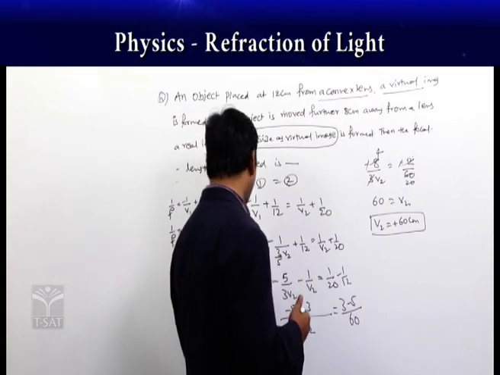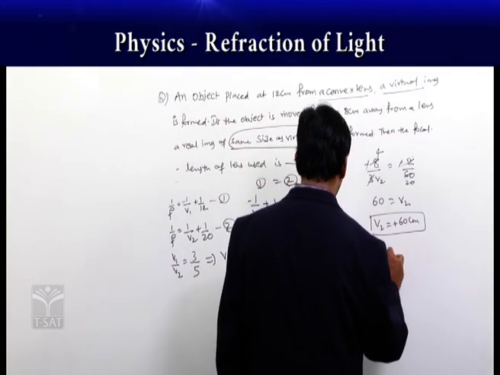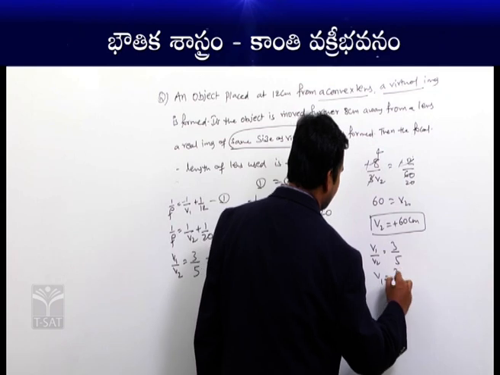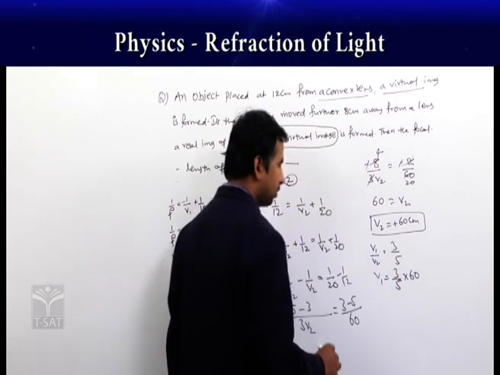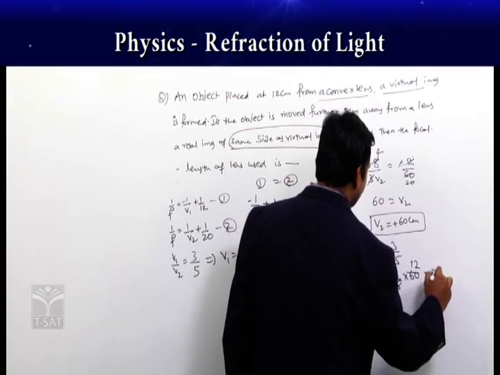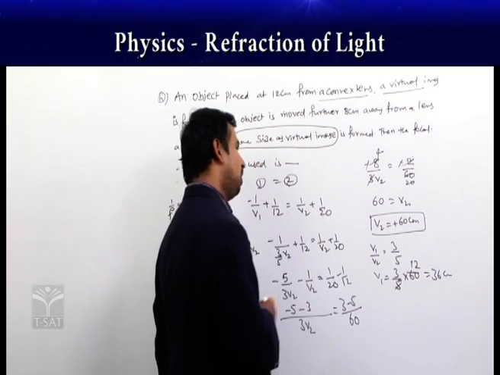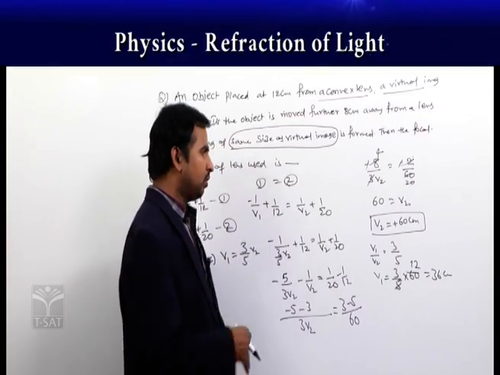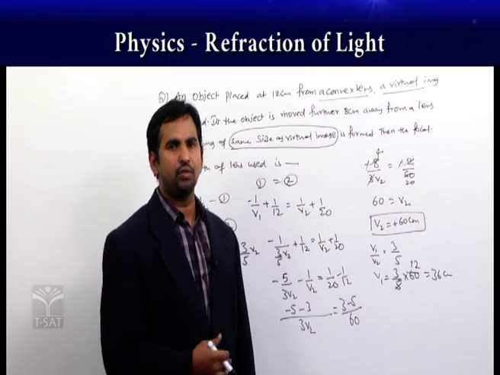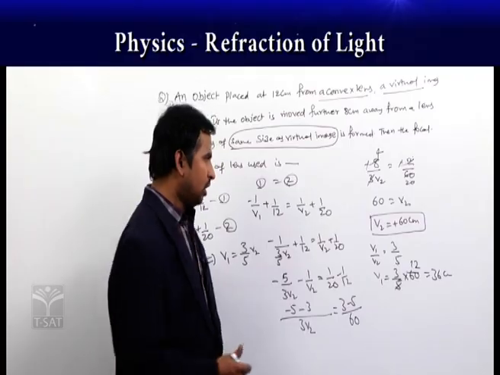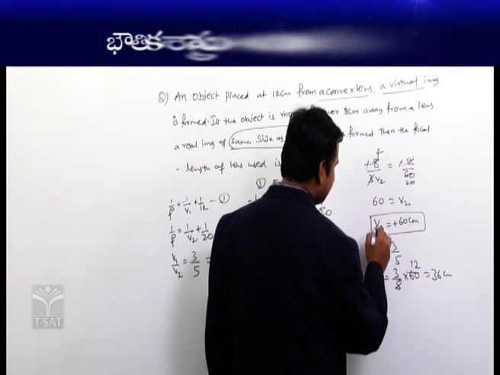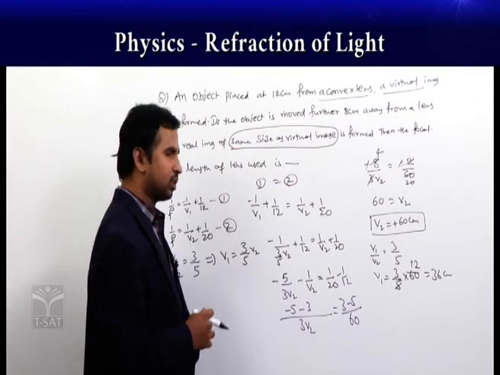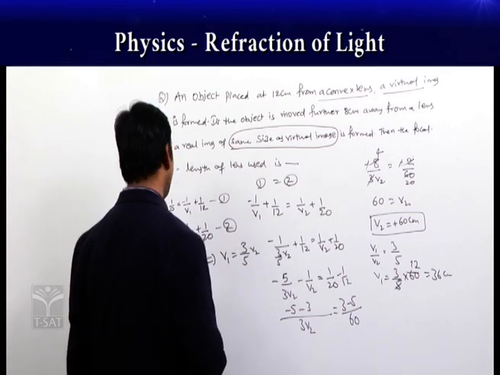We know the relation v1 by v2 is equal to 3/5. From this we can write v1 is equal to 3/5 of the v2 value, which is 60, so it becomes 36 centimeters. So v1 we got as 36 centimeters, and v2 as 60 centimeters. Once we have the v1 and v2 values, we can easily find the focal length. If you substitute the values in any of these equations, we get back our focal length value.